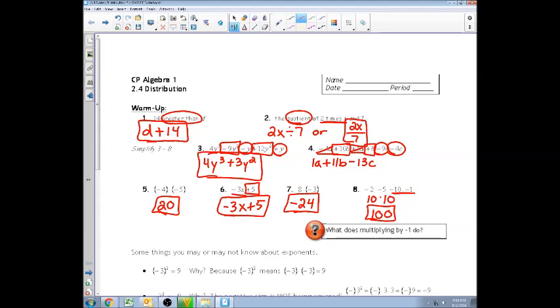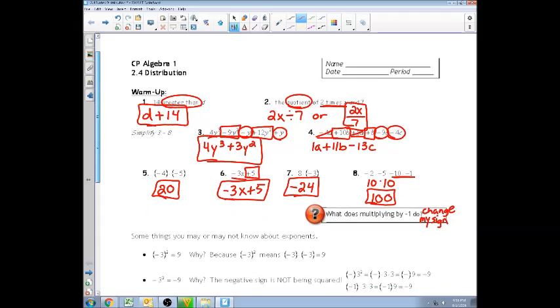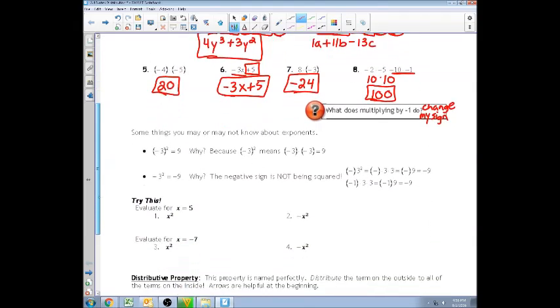What does multiplying by negative 1 actually do? If I multiply anything by a negative, what it's going to do is change my sign. Anytime I multiply by a negative, it will change the sign. Hopefully you did pretty well there. If you still have questions, please make sure you ask.